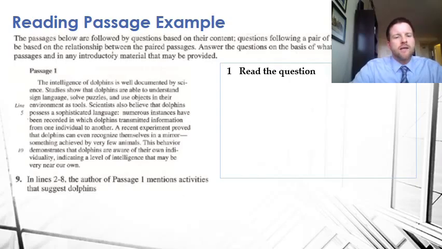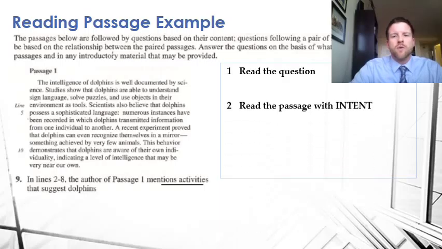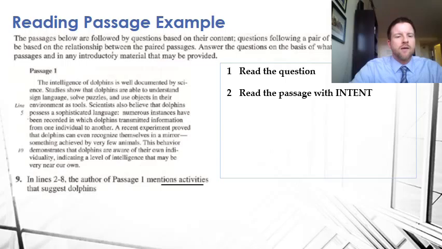In lines 2 to 8, the author of passage 1 mentions activities that suggest dolphins, and then you're going to get a set of options. So what does it say about dolphins? What kinds of activities do dolphins do, or what about their activities? That's what we're looking for, right? So we've read the question, let's read the passage with intent. Here we're looking at lines 2 to 8 as another clue to where we might find the information that's going to help us answer the question.